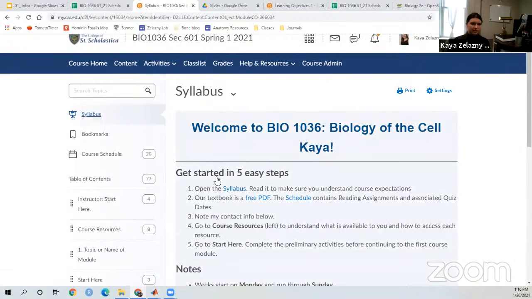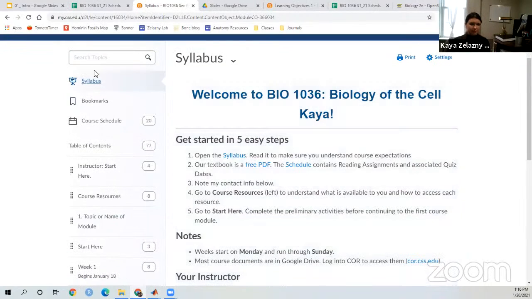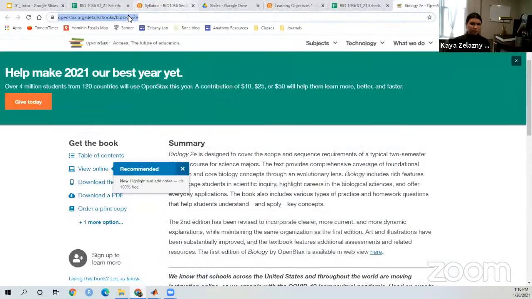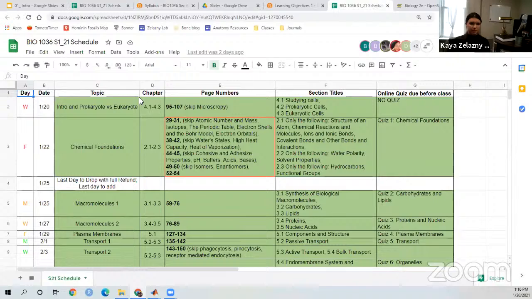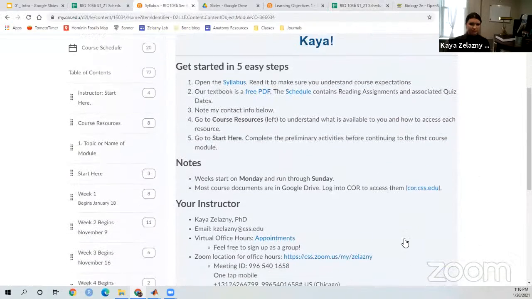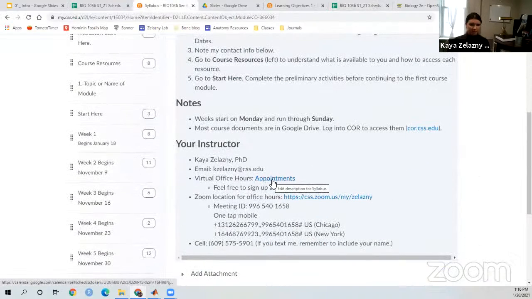Yep, these things are also linked in the syllabus. I tried to put links everywhere that I thought you might go to look for links. So you can find the syllabus under the syllabus. This textbook is just a link to that same textbook, the Biology 2E. This links us to that schedule we already opened up here. This is linking to my office hours. Here's another Zoom link for my office hours, etc.